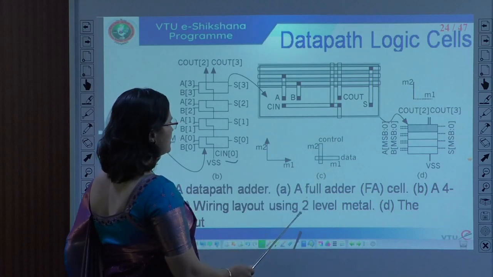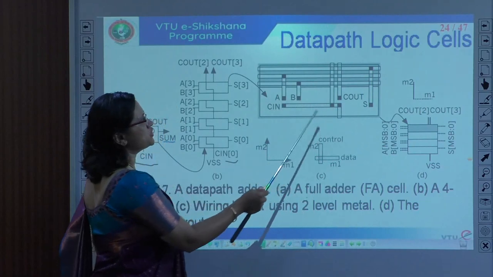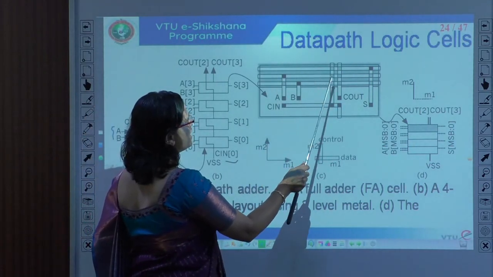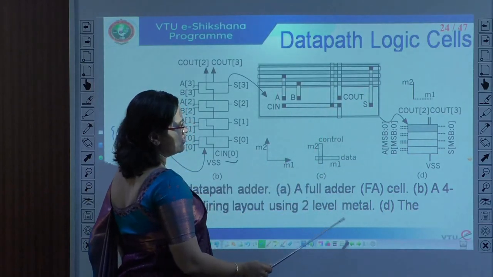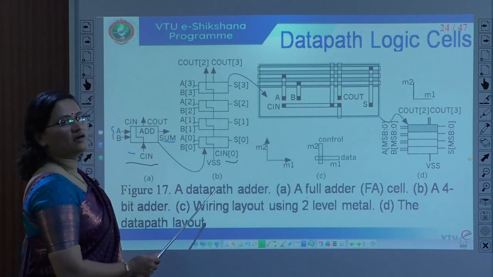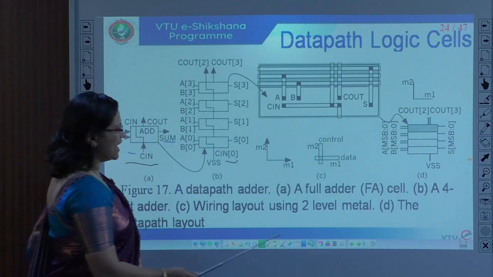If you see figure C, this is a layout using 2 level metal, where the data will be on your M1 and control lines will be on your M2. And figure D shows the data path layout.